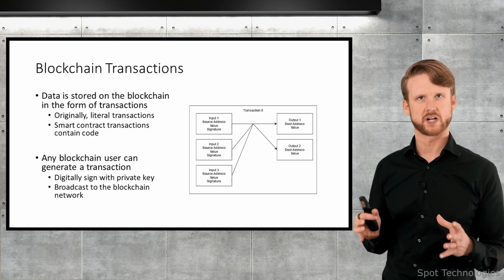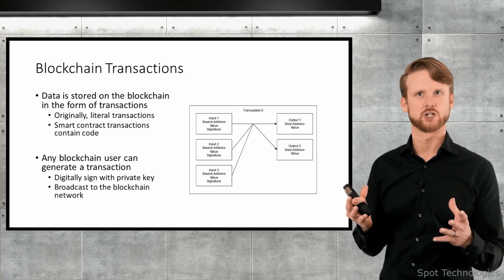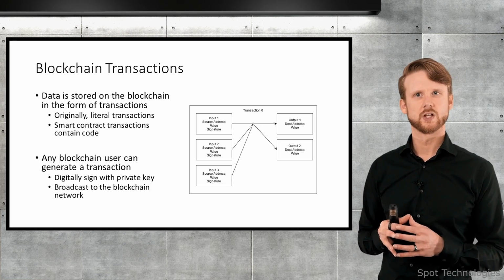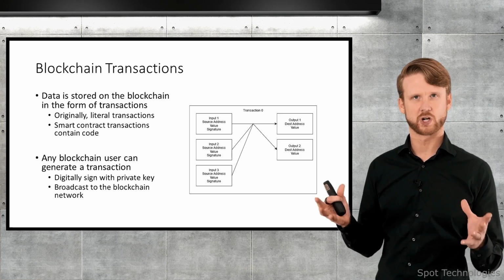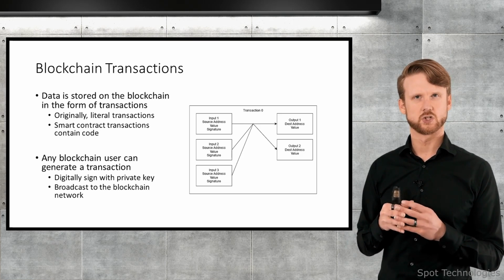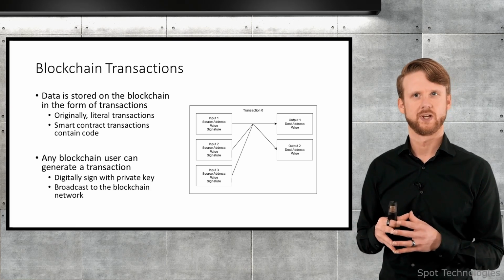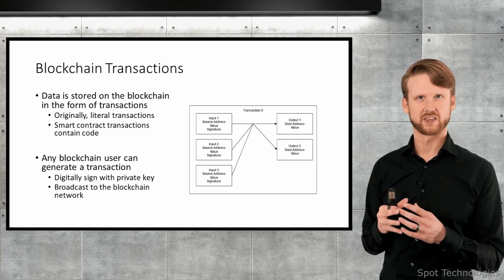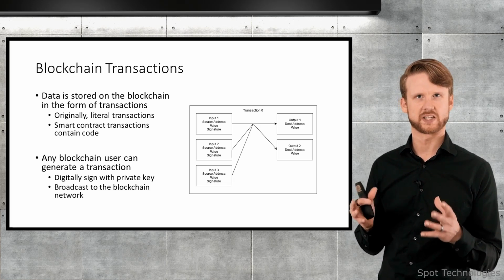And so let's start by talking about the fundamental unit of data on the blockchain's ledger, the transaction. So data is stored on the blockchain in the form of transactions. So if you want to add data to the blockchain's ledger, you're going to be creating a transaction. And it gets its name from the fact that the original blockchains were storing literal transactions.